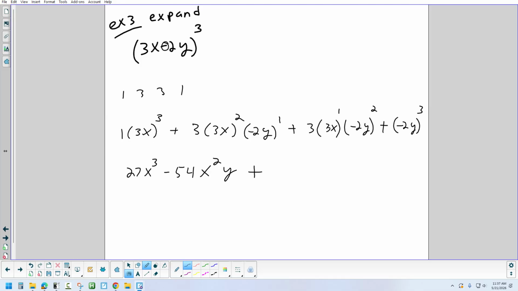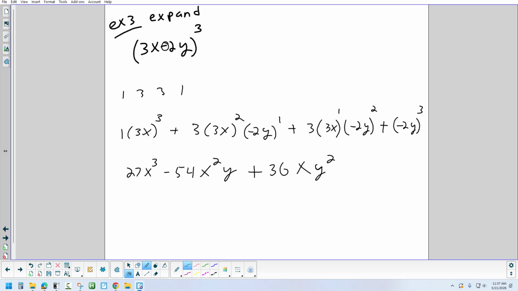And what kind of 36 is it? Well, negative 2 squared is how much? Oh, 4, so positive. Times 9 is positive 36. So we get 9 times 4. That's our coefficient. X to the first, y to the second.